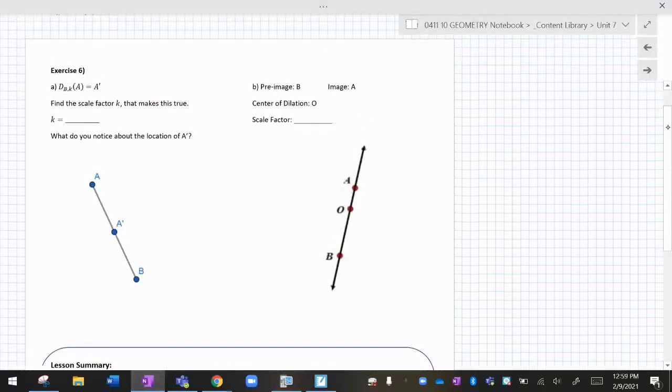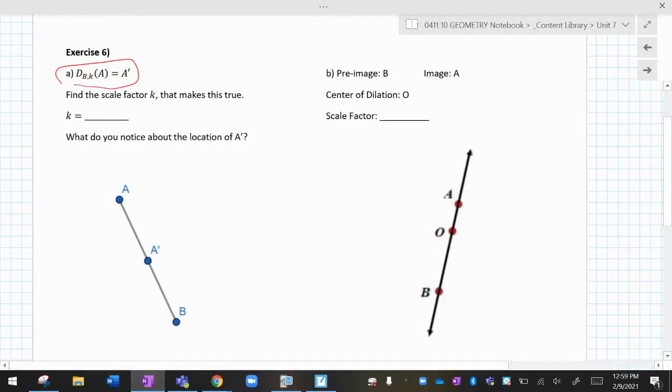Good news. No more compass or ruler. It says a dilation centered at B of some scale factor turns A into A prime. That's how you read this, all right? A dilation centered at B with a scale factor of K turns A into A prime. Well, here's A. Here's A prime. A prime got closer, which means my scale factor is small. It's a fraction between 0 and 1. Well, A prime looks half as far away from B as A was, so my scale factor was a half. And A prime is closer to B.